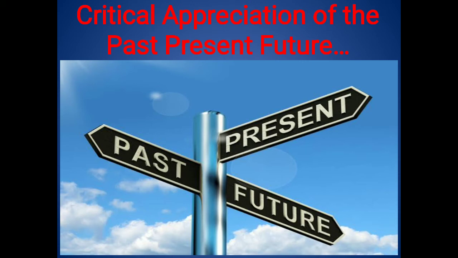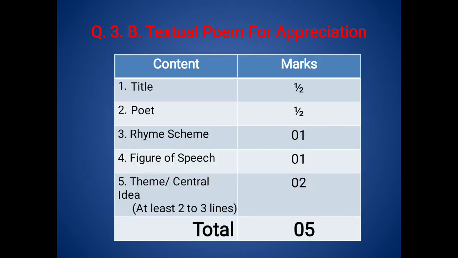According to the pattern of the 10th standard board examination, we have 5 marks for the critical appreciation. And for 5 marks, we need to think about so many different aspects of the poem. So, before starting the actual appreciation, I would like to tell you about the question paper pattern. In question number 3B of the 10th standard board examination, we have the textual poems critical appreciation. And if you want good marks in this point, you should know about 5 points.